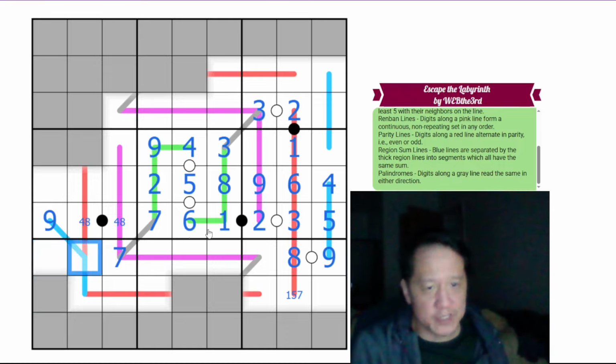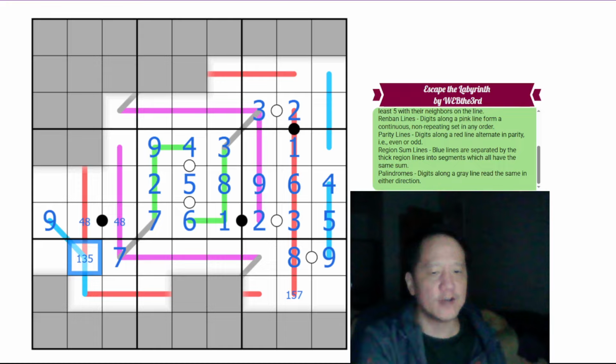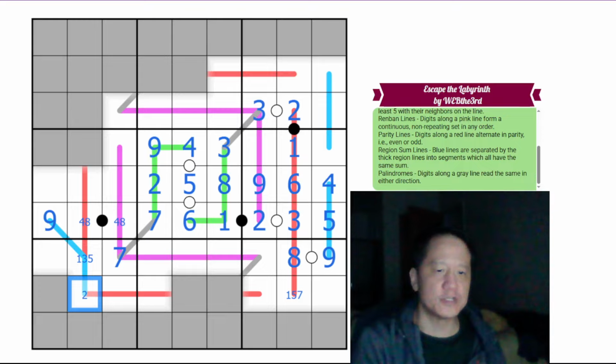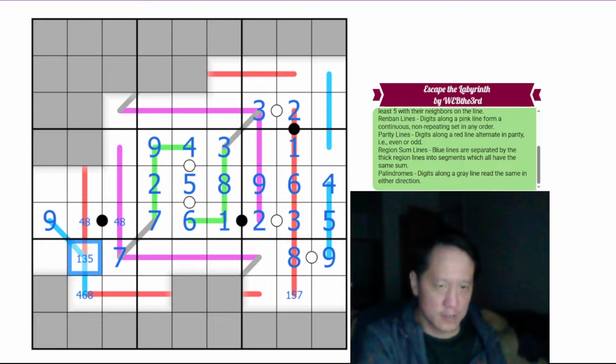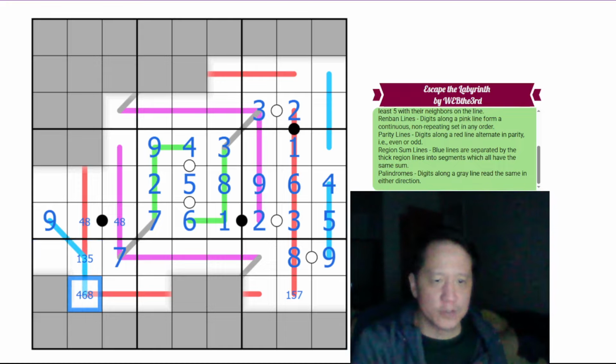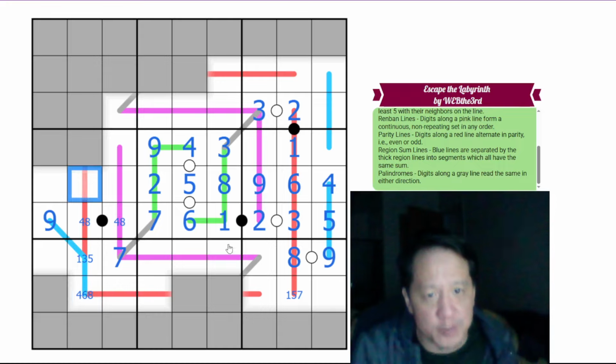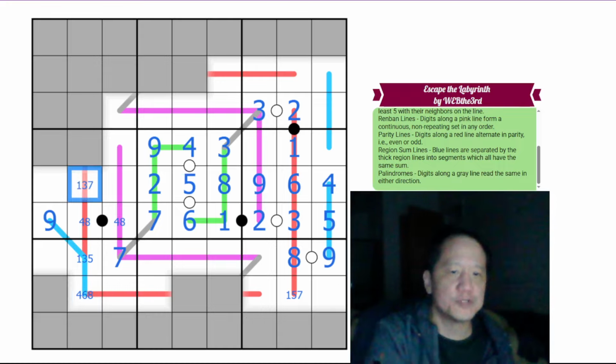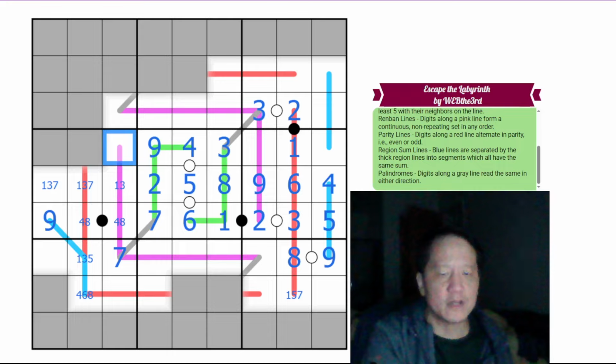These two digits must add up to 9, and this is odd. So this has to be 1, 3, or 5, which adds up with 2, 4, or 6. No, not 2. It's 4, 6, and 8 to add up to 9 with 1, 3, and 5. So this is even, so this must be odd. This is 1, 3, or 7. These are all 1, 3, or 7. This cannot be 7 because of 7 in the column.